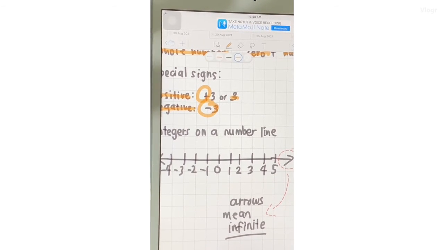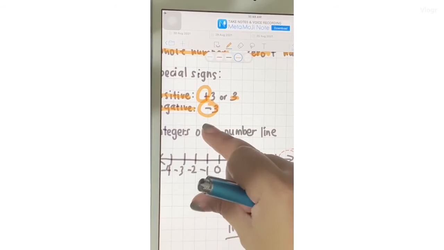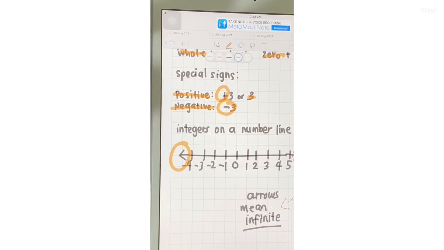It just means it goes on and on and on, more than 5. And on the other end, you also have an arrow here, which means it can go on and on. It can go as far below 0 as it can.